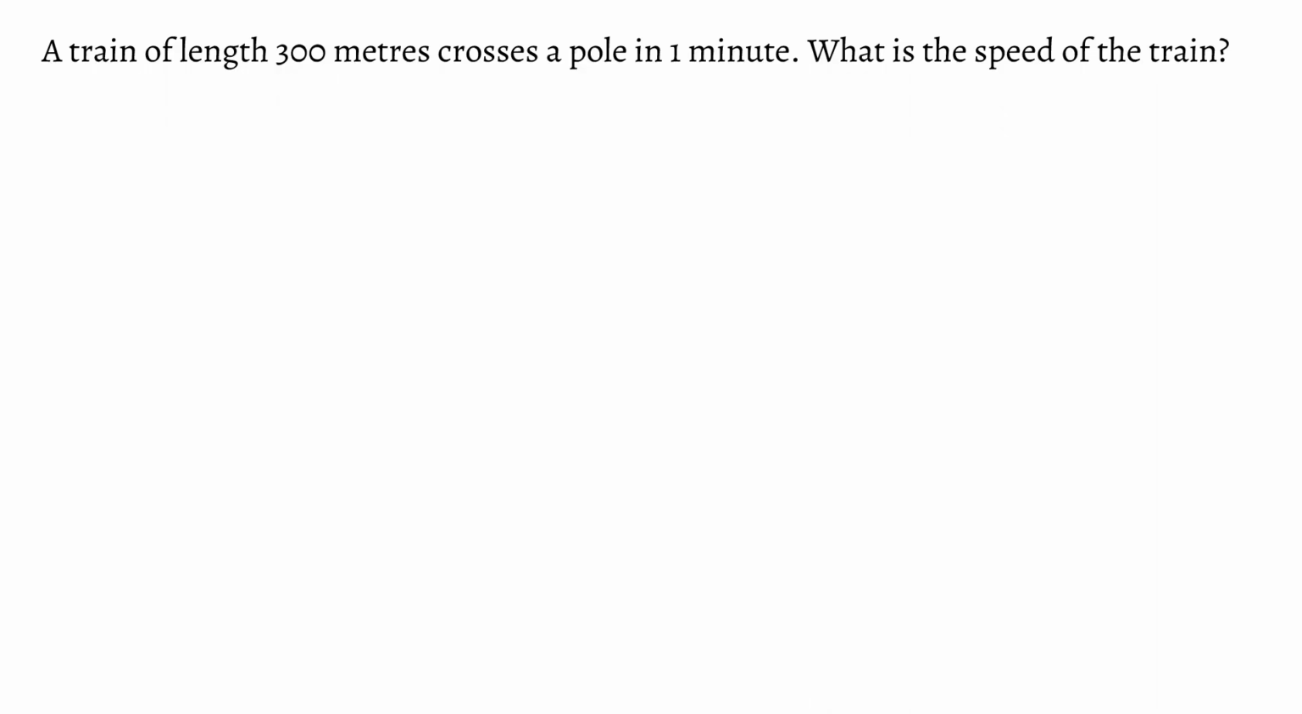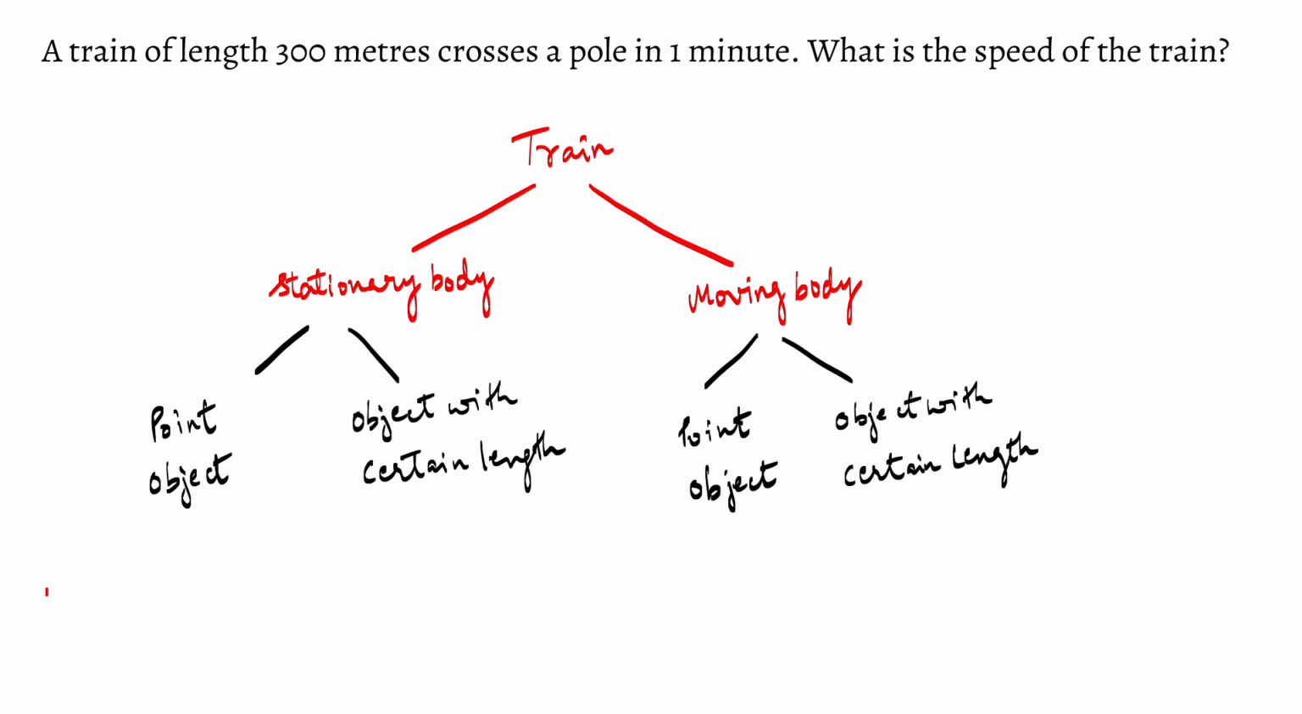Before solving this question, I will brief you about the concept of trains. In trains, we have two cases basically. The first one is the stationary body, which is a body that doesn't have any motion or movement. And the second case is the moving body. In the first case we have two more cases. The first is the point object, where the train passes a point object, and in the second case we have an object with a definite length. The same goes for the moving body case as well.